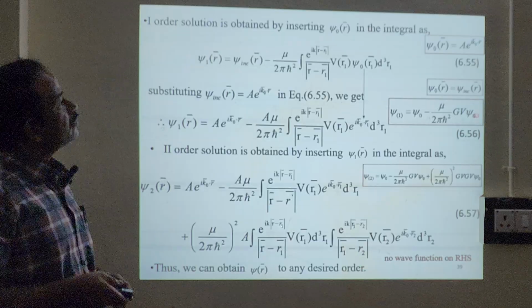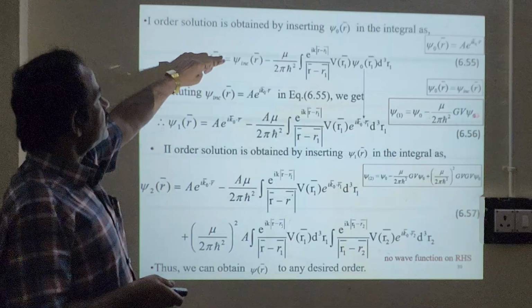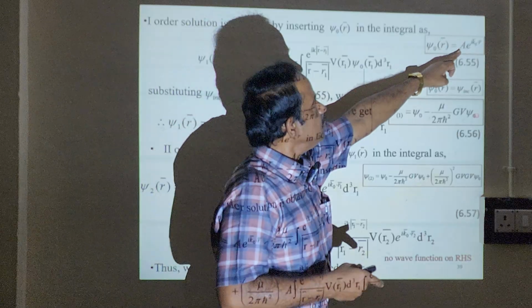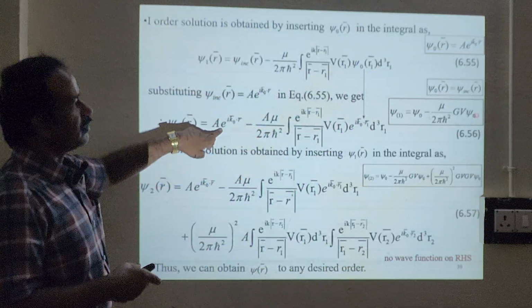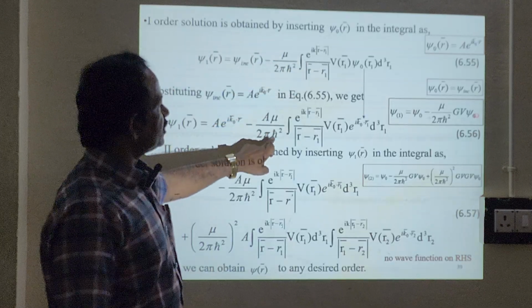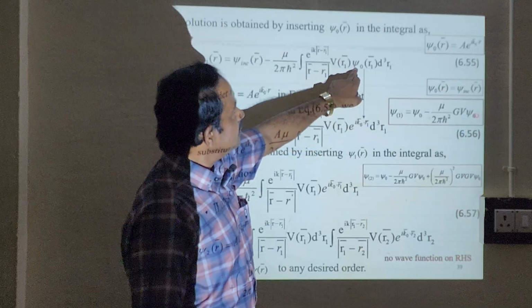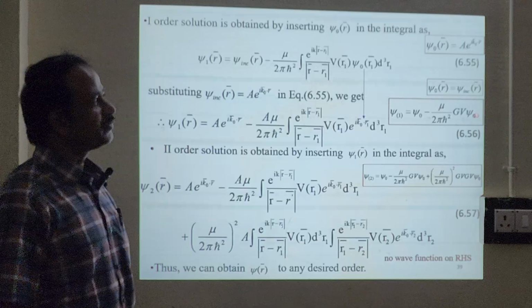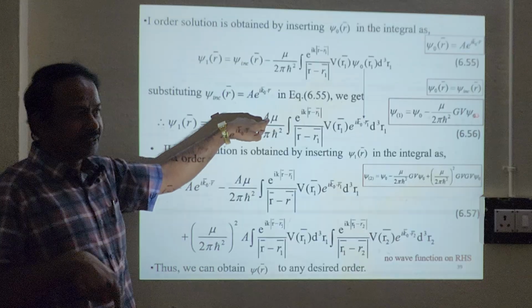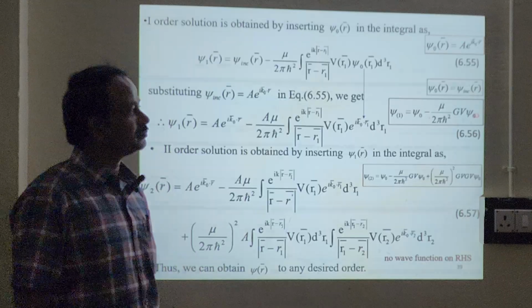Okay, now we'll come here. The first order solution is obtained by inserting psi naught of R in the integral. This is your equation which we have obtained earlier. Now we are going to replace this by A e power i k naught R. So this is replaced by this one. What about this term? This term will be mu divided by 2 pi h bar square. What of V of R1? V of R1 is exactly like this. Psi naught of R1 is nothing but A e power i k naught dot R1. I have written A here outside. A e power i k naught dot R1 d cube R1. Is it okay?